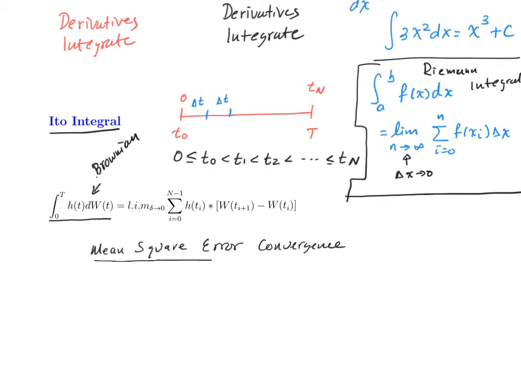So what do we mean by mean square convergence? Well, that means the following: that the expected value of the integral, or the Ito integral, you subtract the approximation, or the sum from i equals 0 to n minus 1 of h of t_i times the Brownian motion or the Wiener process.